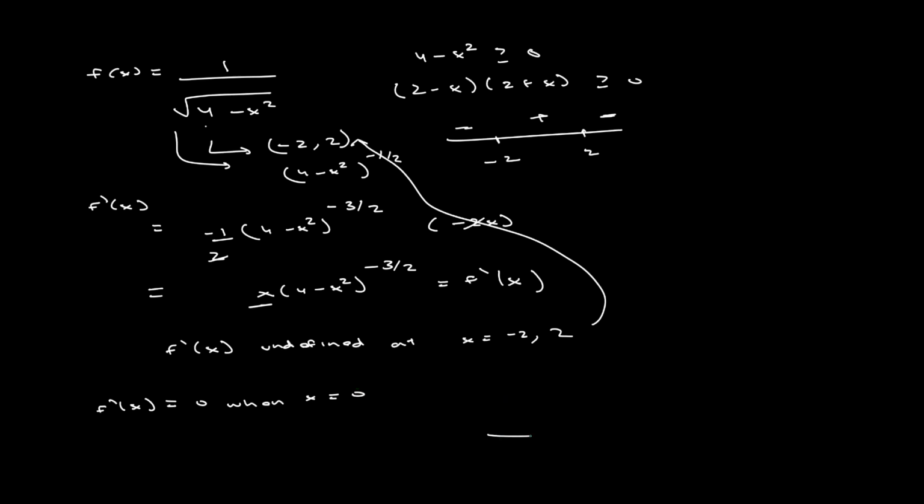So let's draw out our handy number line. Oh, sorry, this is f, and then this is 0. And then we'll see how f prime behaves in that same number line. So before x is 0, f prime of x, well, let me just rewrite it over here for clarity. We know that f prime of x is equal to x times 4 minus x squared to the power of negative 3 over 2.